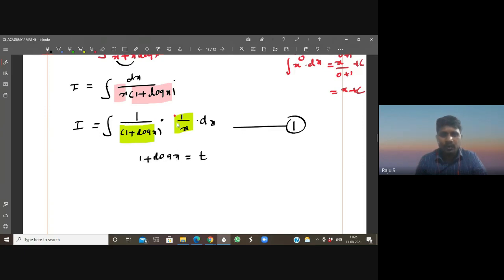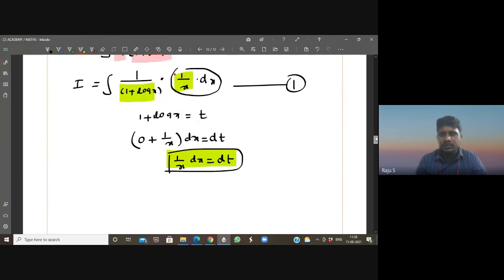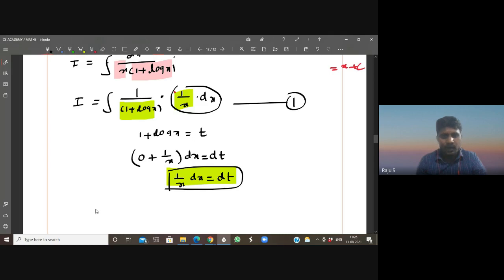The derivative of 1 plus log x becomes: derivative of 1 is 0, derivative of log x is 1 by x, into dx is equal to dt. Nothing but 1 by x dx is equal to dt. Clear, students? Right. Now, from equation 1, I becomes integral 1 by t into dt. Am I right, students? This is 1 plus log x is t. 1 by x dx whole value becomes dt.